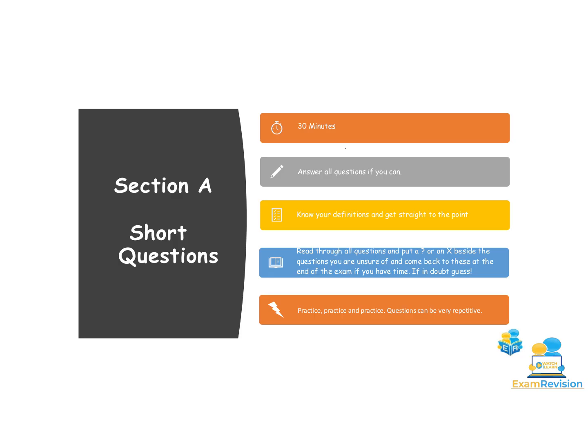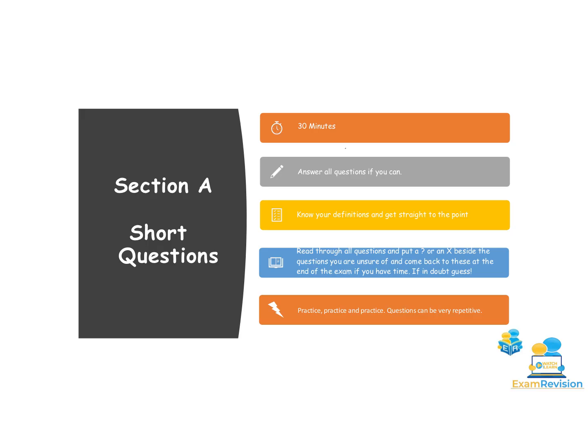Now, section A, your short answer questions, a couple of general tips for these. I recommend spending approximately 30 minutes on these. Answer all questions if you can. There are 7, you only have to answer 5, but you will have time to answer all 7, so please try and do so. Know your definitions and get straight to the point.